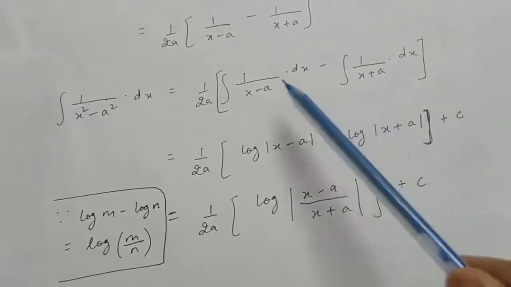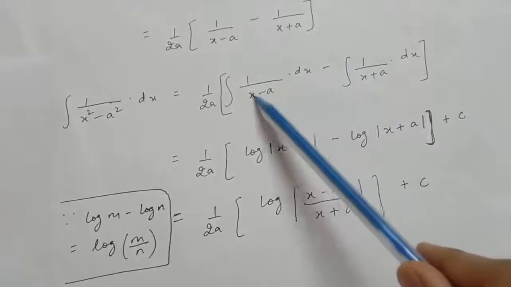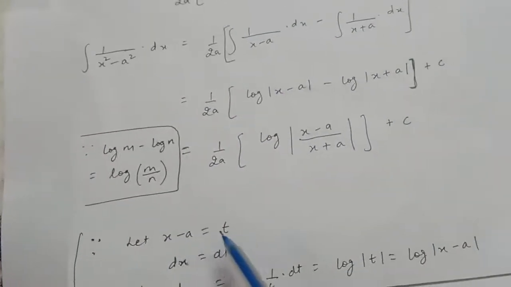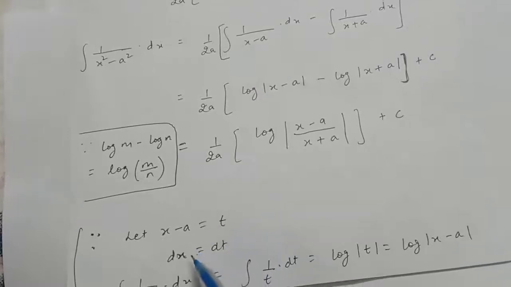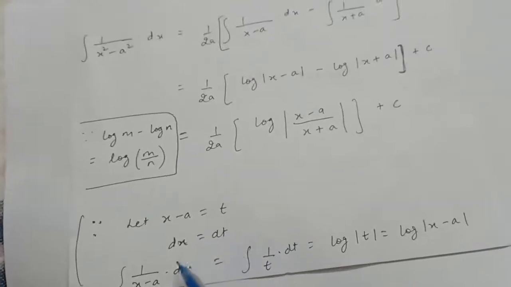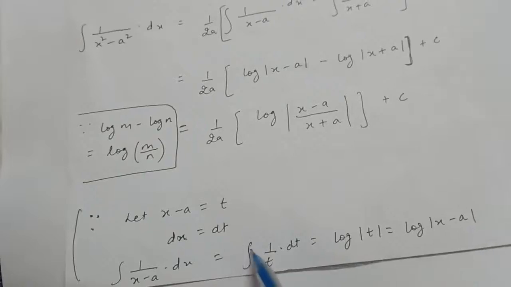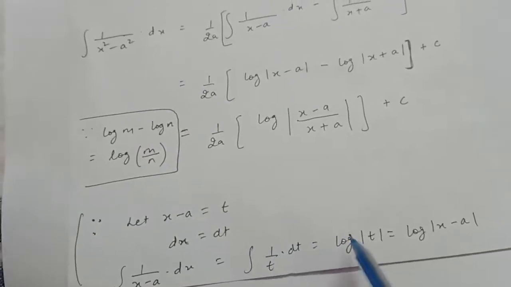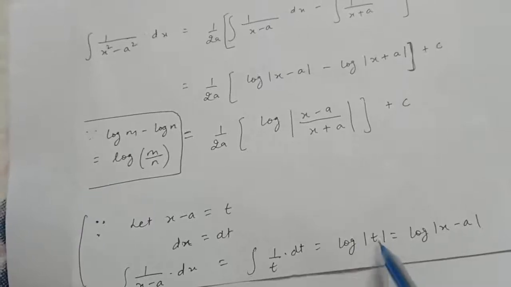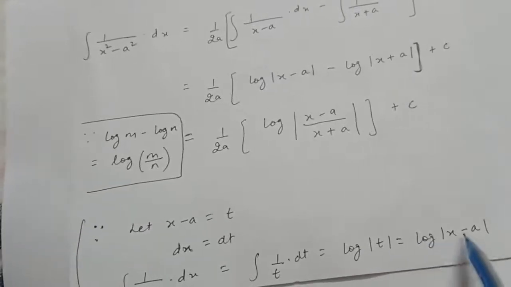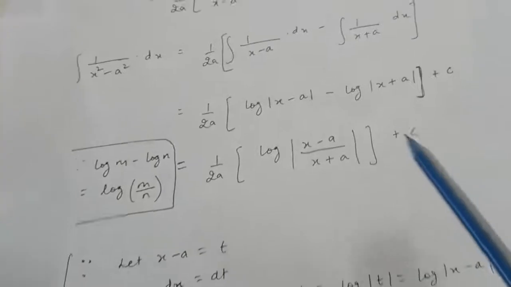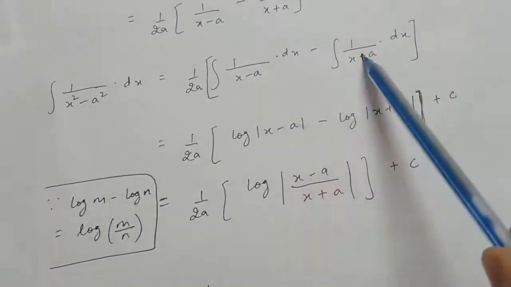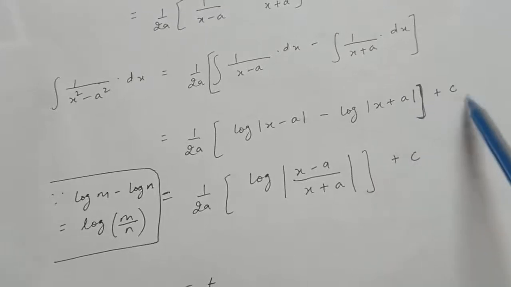See why this is so? Because you can take this x minus a as equal to t. If you take this x minus a as equal to t, then you will get dx equal to dt. So this integral will now become equal to 1 by t into dt. So this will be log mod t, and in place of t write down again log mod of x minus a, right? So this is why integral of this is this and integral of this is this, plus c.